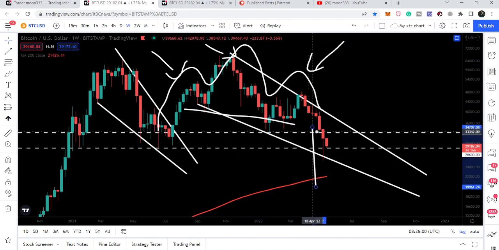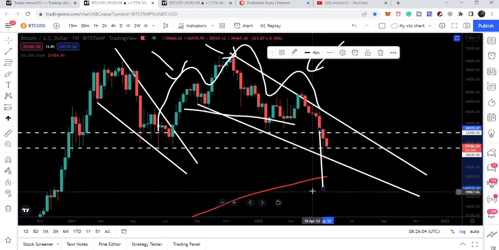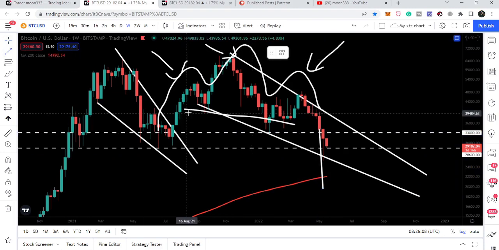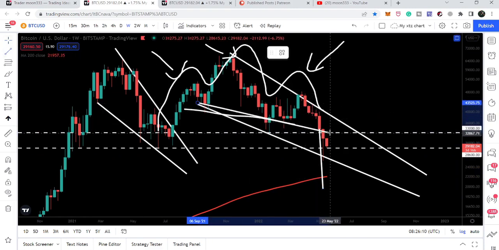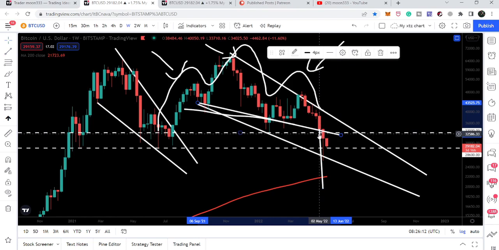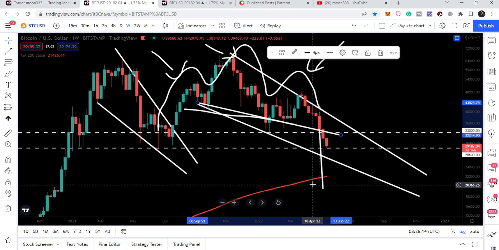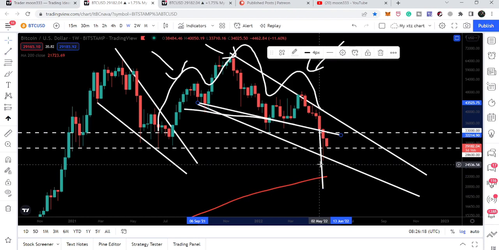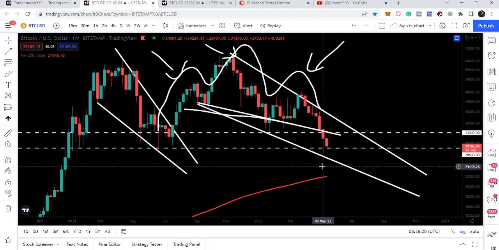and from here we broke it down, that is also showing below the support of the 200 weekly simple moving average. Let me place the neckline exactly where we have it. It is already placed there, and we can see it is showing up to approximately $20,000. That is also below the support of the 200 weekly simple moving average.